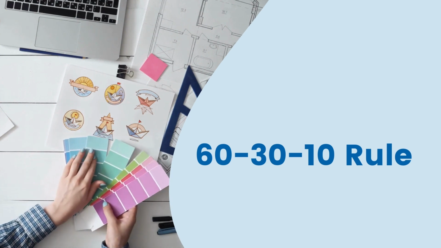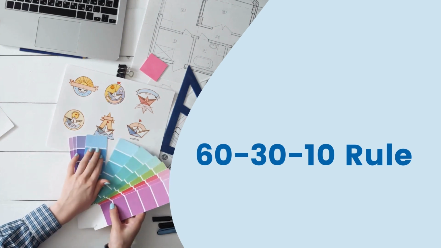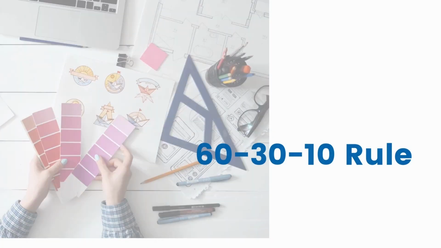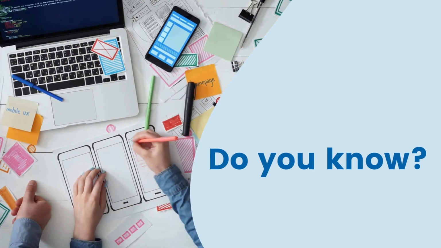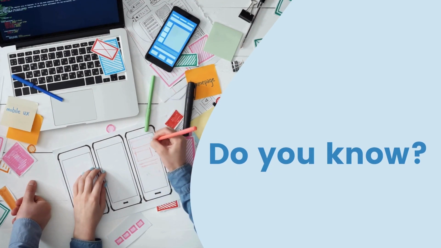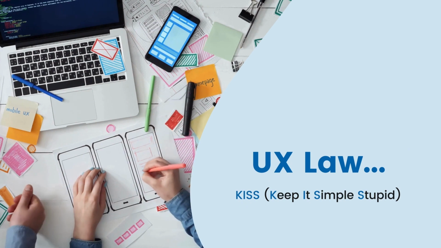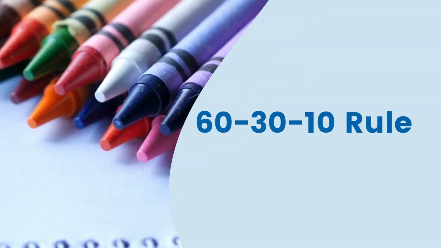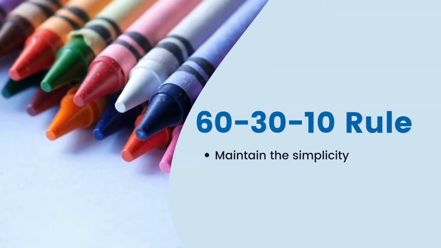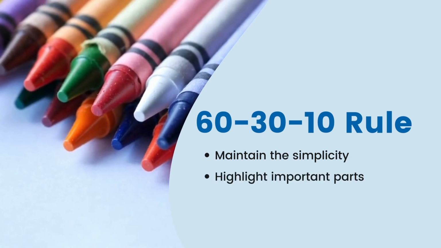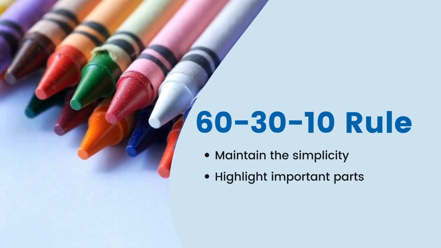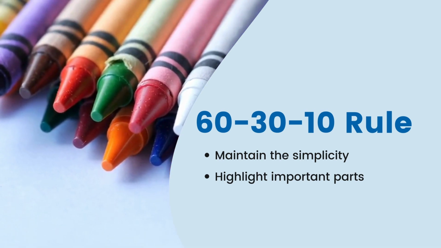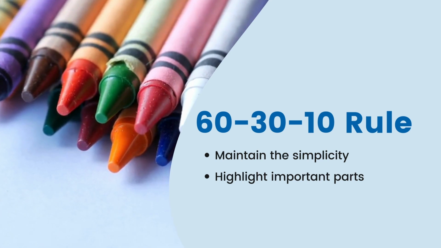Even though this rule applies to interior design, we can apply it to UI design too. When we talk about UX, or user experience, there is a principle called KISS, which means keep it simple, stupid. By following this 60-30-10 rule, we can maintain simplicity and highlight the most important part of the design using colors. So that is why it's important to use this 60-30-10 rule.